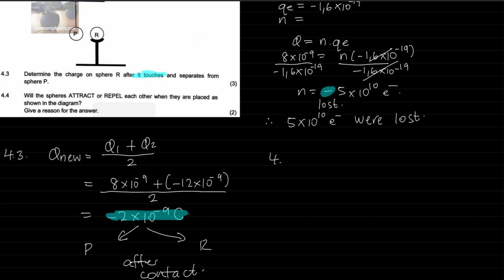Okay, and the last one, question 4.4: will the spheres attract or repel? They will repel one another. After contact, the spheres will always repel. And why will they repel? Simply because they both have the same charge, and we know that like charges repel.